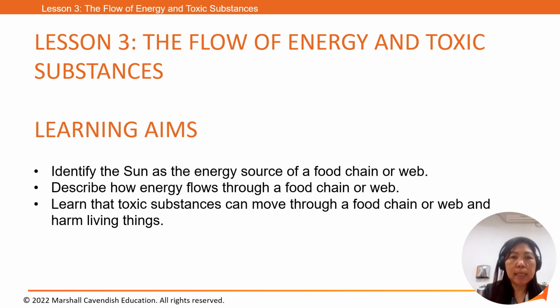Now let's study lesson 3, which is the last lesson for this chapter. Lesson 3 is about the flow of energy and toxic substances. In this lesson, we aim to identify the sun as the energy source of a food chain or food web, and describe how energy flows through a food chain or a food web. We have to learn that toxic substances can move through a food chain or web and harm living things. So let's continue.